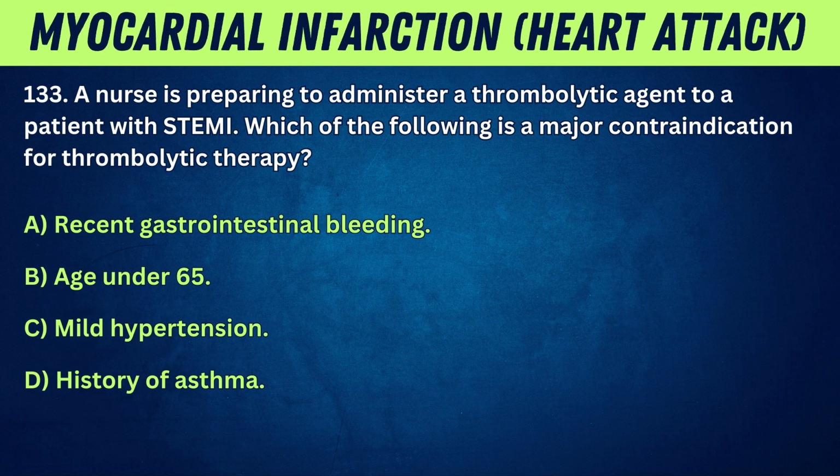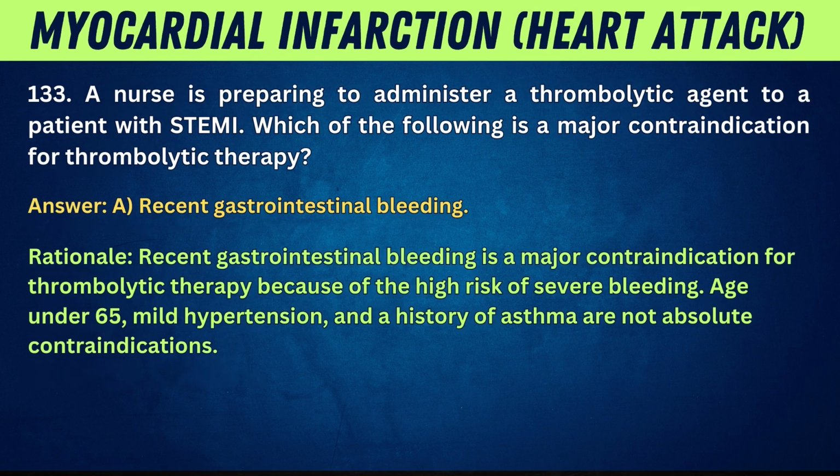133. A nurse is preparing to administer a thrombolytic agent to a patient with STEMI. Which of the following is a major contraindication for thrombolytic therapy? A. Recent gastrointestinal bleeding. B. Age under 65. C. Mild hypertension. D. History of asthma. Answer: A. Recent gastrointestinal bleeding. Rationale: recent gastrointestinal bleeding is a major contraindication for thrombolytic therapy because of the high risk of severe bleeding. Age under 65, mild hypertension, and a history of asthma are not absolute contraindications.